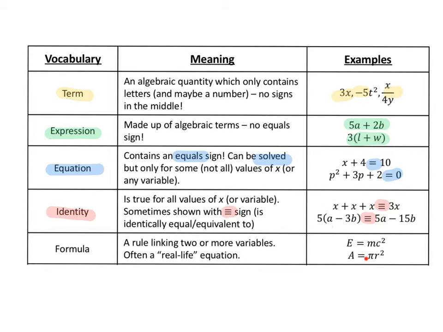x add x add x, and 5 times a minus 3b is always going to be 5a minus 15b, and we'll come on to stuff like this in a couple of videos time. So identity, you're looking out for that little symbol there.